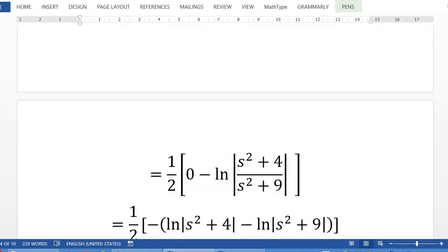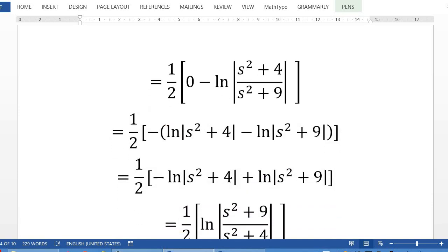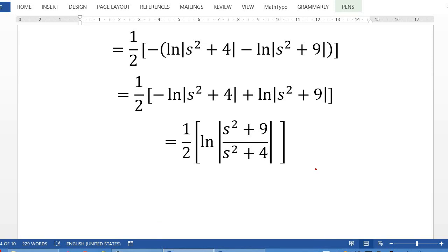And then we have here negative. And we expand back the ln, (s squared plus 4) over (s squared plus 9) becomes ln (s squared plus 4) minus ln (s squared plus 9). And then we expand the negative inside the bracket here. So this minus, negative, negative, positive. And we combine back these two terms. You get half of ln (s squared plus 9) over (s squared plus 4). Okay, with this, thank you for your attention and watching.